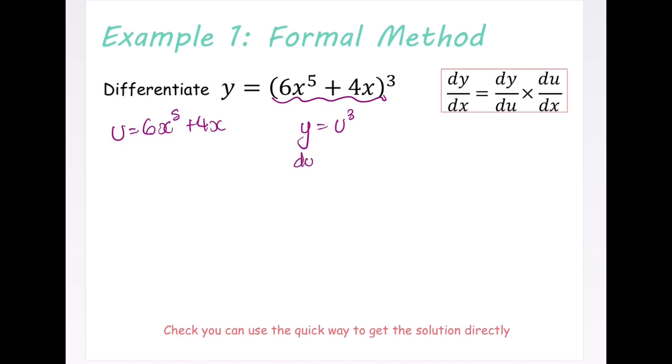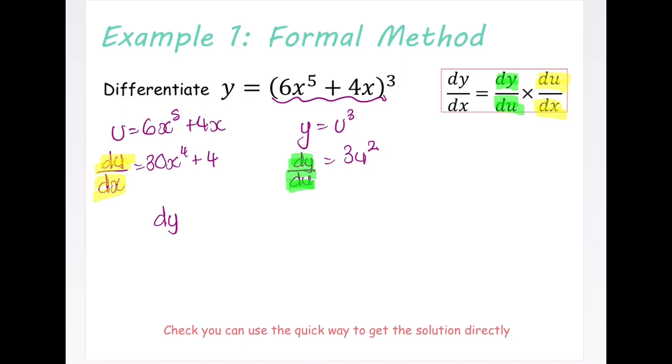I'd get dy by du equals 3u squared. du by dx equals 30x to the power of 4 plus 4. Right, now we're going to do some substitutions. We've got a du by dx, so that's my du by dx. Need a dy by du. Here's my dy by du.